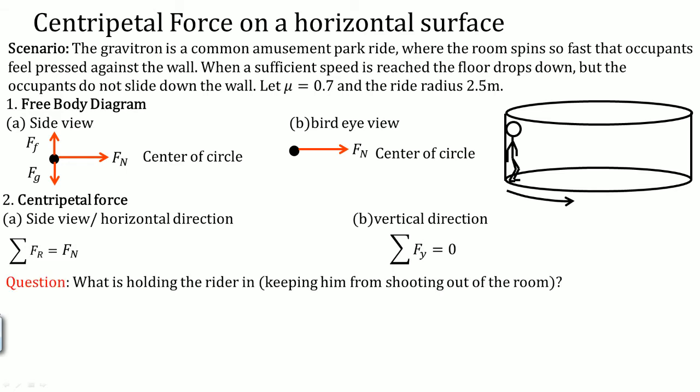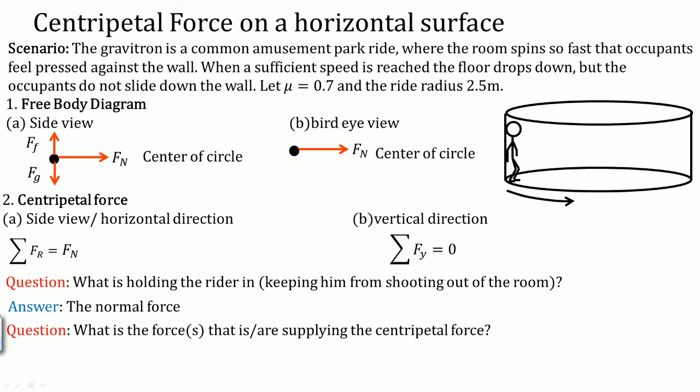The question is, what is holding the rider in, keeping him from shooting out of the room? What is keeping him pressed against the inside of the room? The answer would be the force normal. What is the force or forces supplying the centripetal force? In this case, the summation of Fr is just equal to Fn, which is just the normal force.